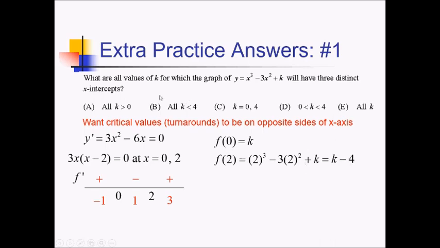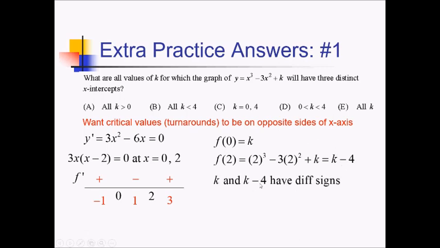Now we said we wanted our critical values to be on opposite sides of the x-axis. These are the y values of those turnaround spots. We have k and k minus 4. For those to be on opposite sides of the x-axis so that we have to cross over in order to hit both of them, that means we need these to be opposite signs.